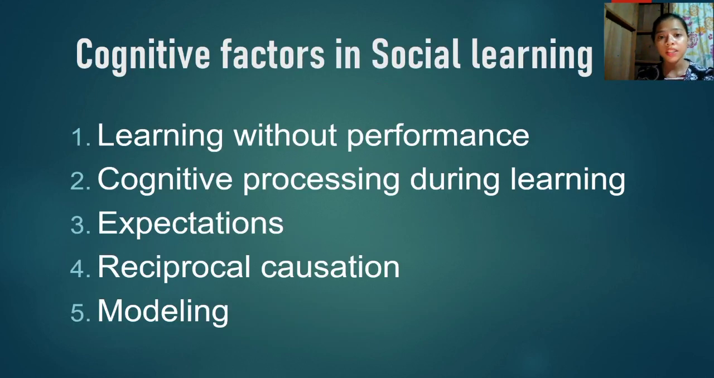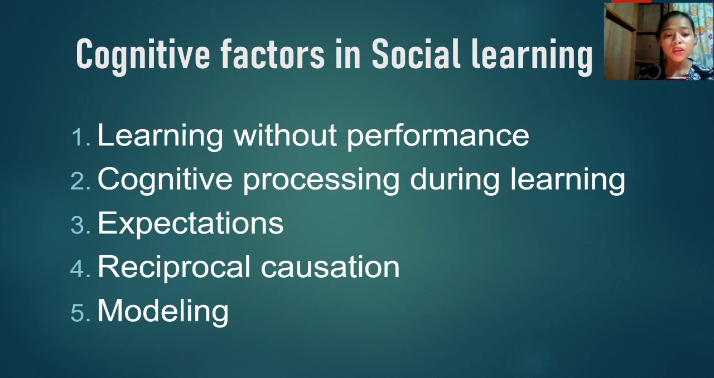So let's talk about the cognitive factors in social learning. So social learning theory has cognitive factors as well as behaviorist factors. So number one, learning without performance. So Bandura makes the distinction between learning through observation and actual imitation of what has been learned. This is similar to Tolman's latent learning lang siya.